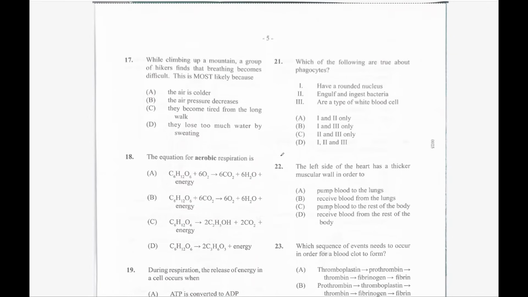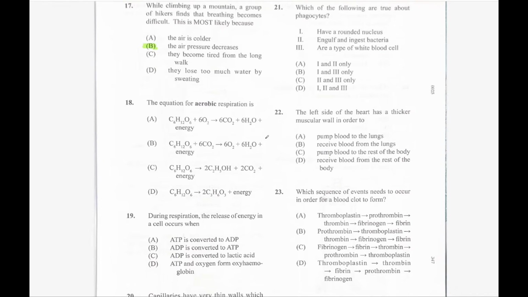Moving on to question 17. While climbing up a mountain, a group of hikers find that breathing becomes difficult. This is most likely because, read through the answers and we would see that the air pressure decreases the higher up we go. Yeah? So this would be the best answer, B for 17.